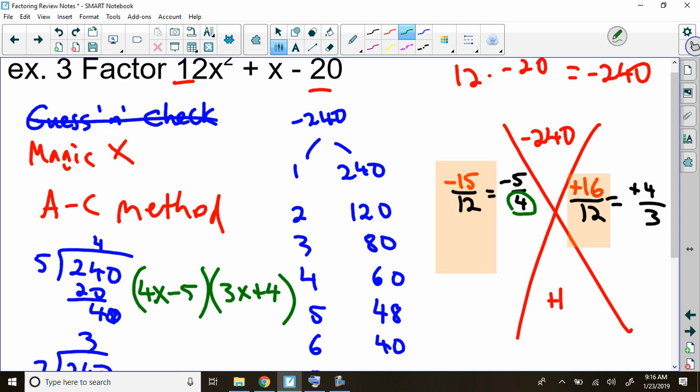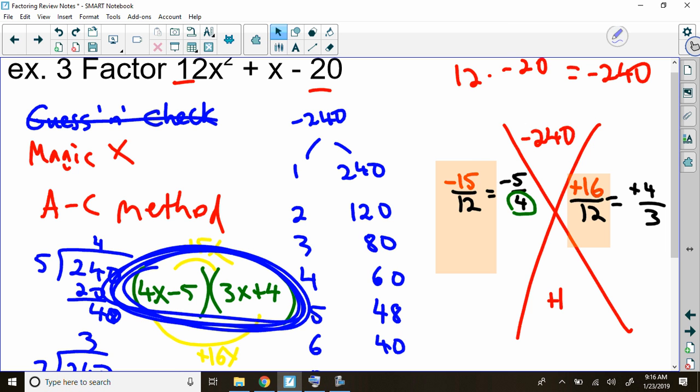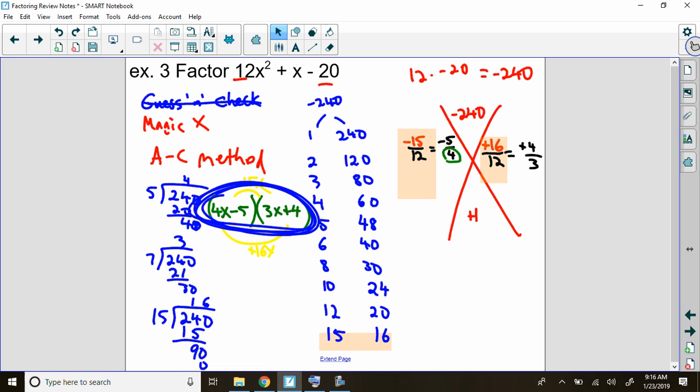And if you want to check yourself before you wreck yourself, metaphorically speaking, that's going to be plus 16x. That's minus 15x. It's all good. That's it. There's our answer right there. Took a lot of work, took a lot of effort, and it will sometimes.